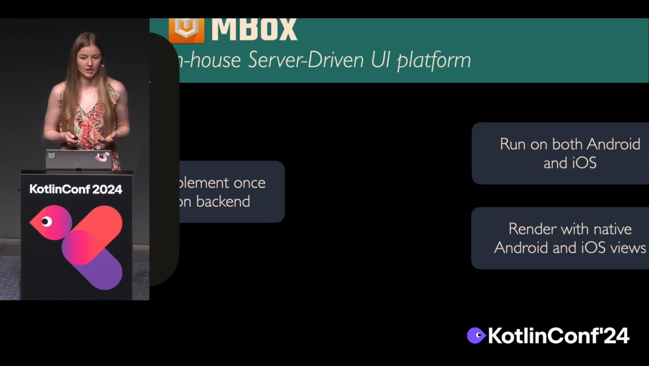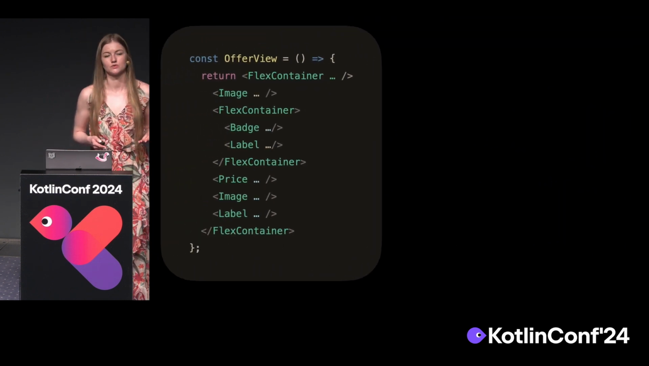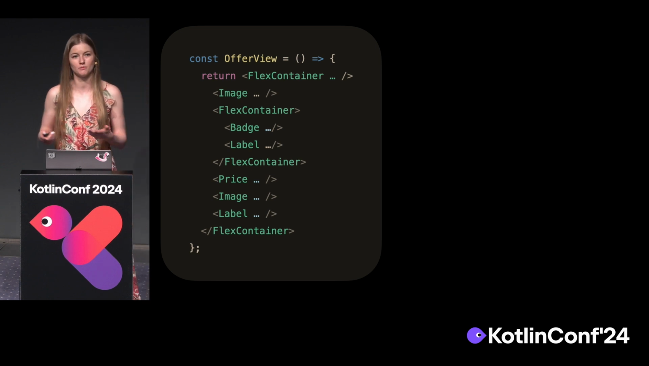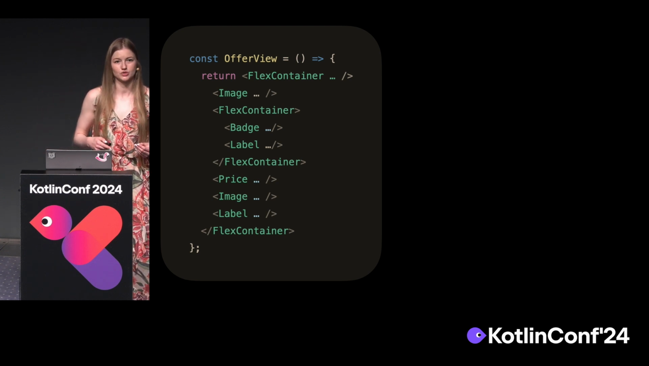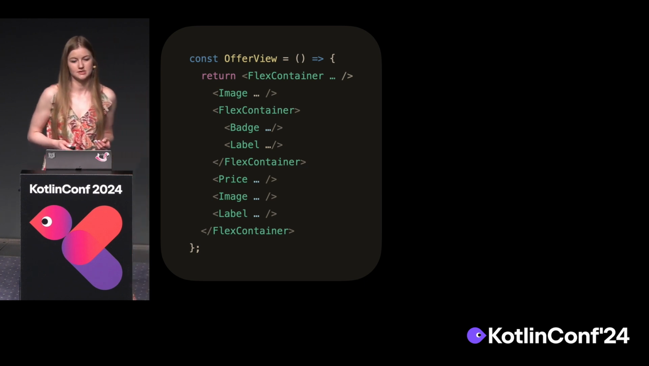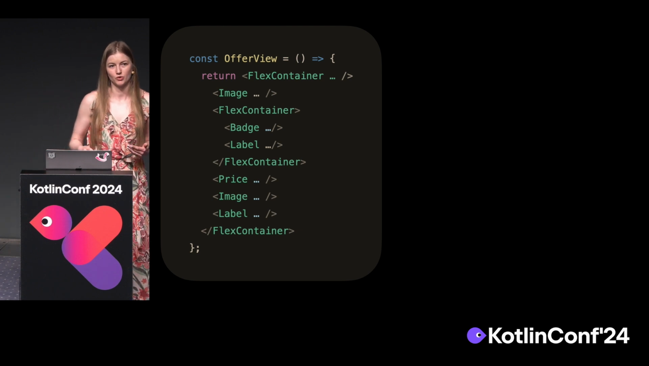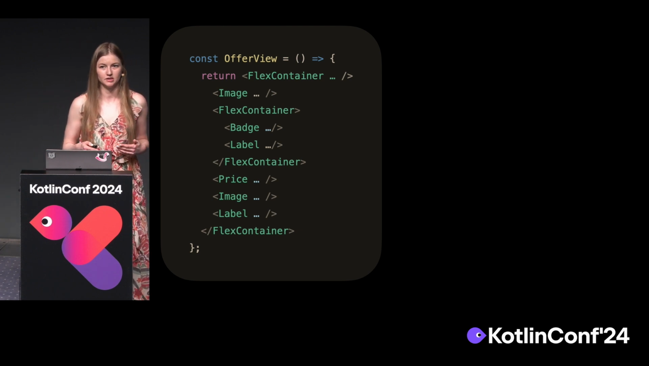So for example, let's say some developer wants to display an offer, and such offer should contain an image, some badge, label, some price, etc. All of those UI elements can be arranged as the developer pleases using different containers and also different layout parameters. And as you can see, this is like regular Typescript code, but with some custom components that we've implemented that are really similar to React components.